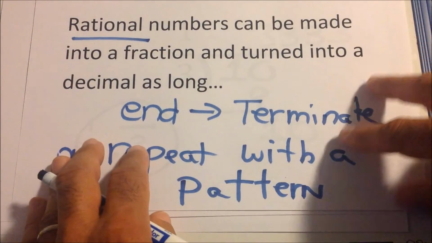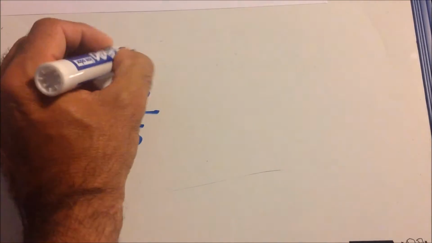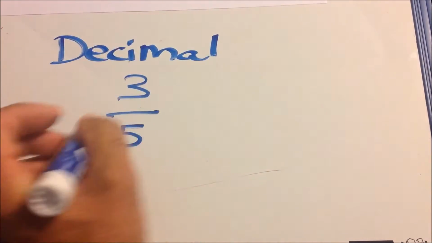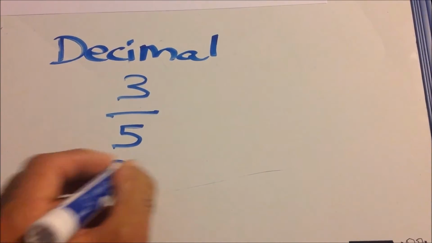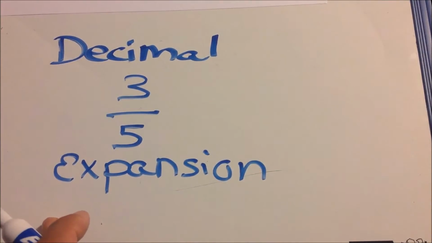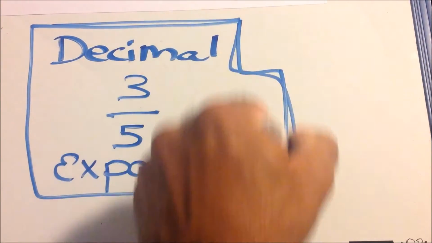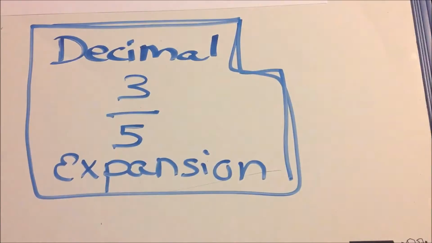And by the way, when we take a rational number like 3/5, and we get the decimal, we say we're doing the decimal expansion. The decimal expansion. I'll write that up. And it just means we're taking the fraction and we're making a decimal. So if you see that on a test, make the decimal expansion, you're just taking the fraction and making it a decimal.